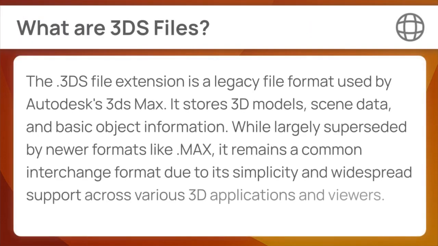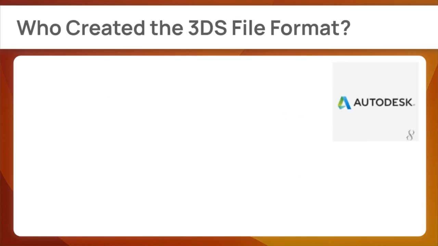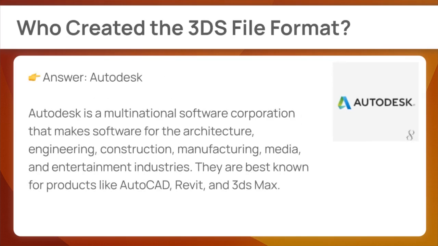The 3DS file extension is a legacy file format used by Autodesk's 3ds Max. It stores 3D models, scene data, and basic object information. While largely superseded by newer formats like .max, it remains a common interchange format due to its simplicity and widespread support across various 3D applications and viewers.